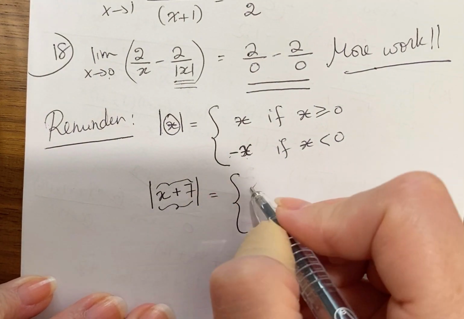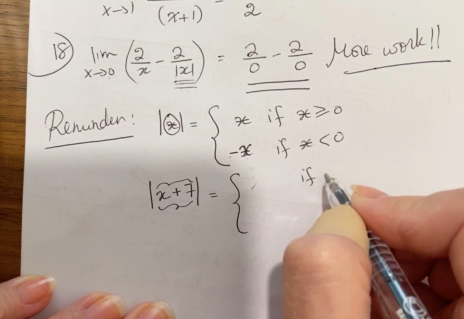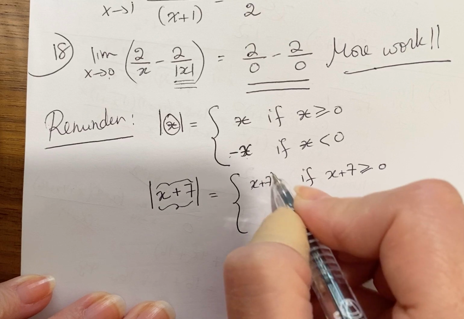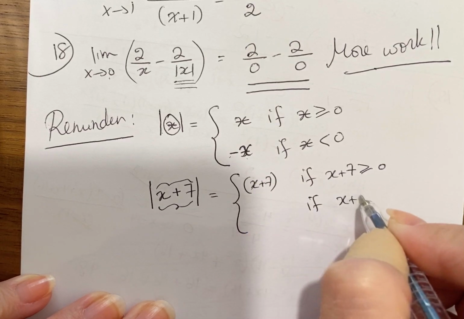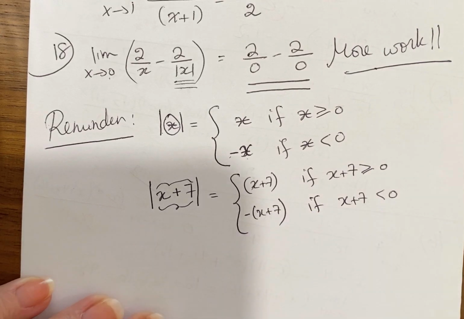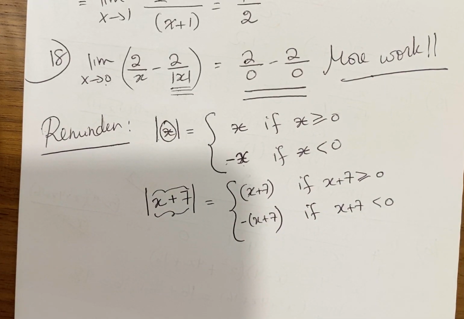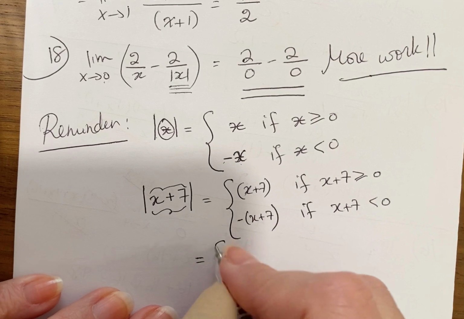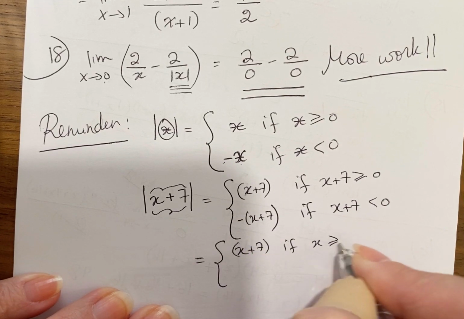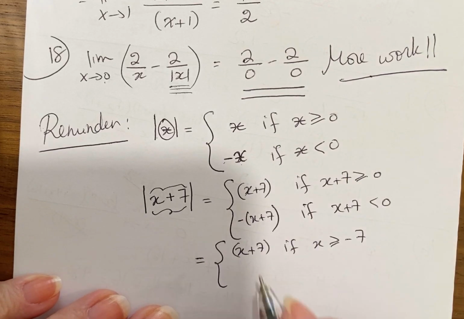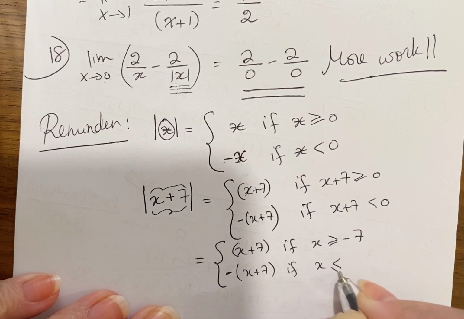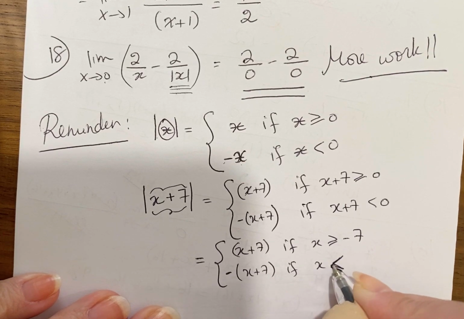If the package in total is already positive, you keep it the same. If it's negative as a package, you have to change its sign as a package. That's how you always think about absolute values, which means that over here, this becomes x plus 7 if x is greater than or equal to minus 7. You solve for x. It's minus x plus 7 if x is less than minus 7.